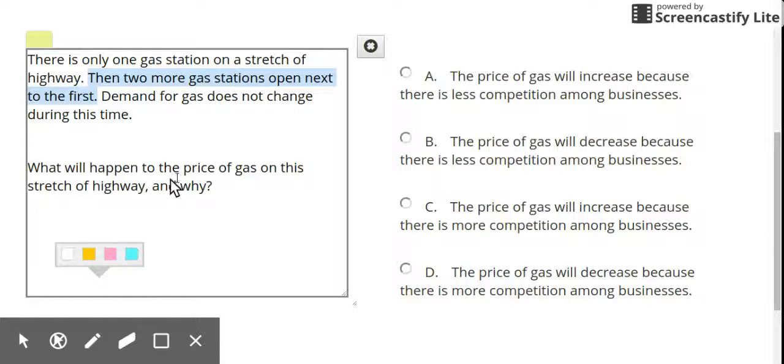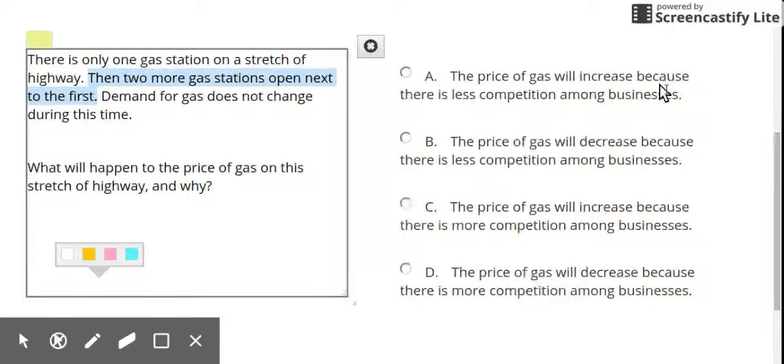And if it says that the demand did not change, then that meant that we have more gas stations, but the same amount of people really want to buy. So if the supply goes up, the price is going to go down because there's more competition. So let's see which one fits that.